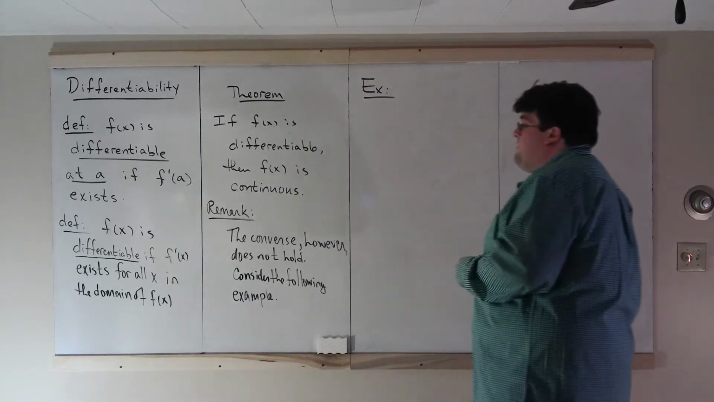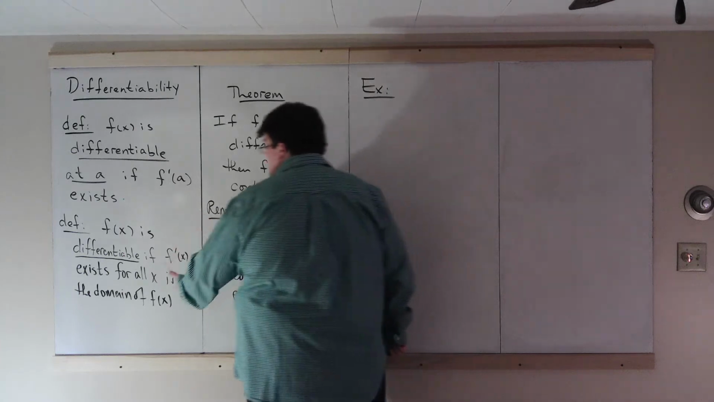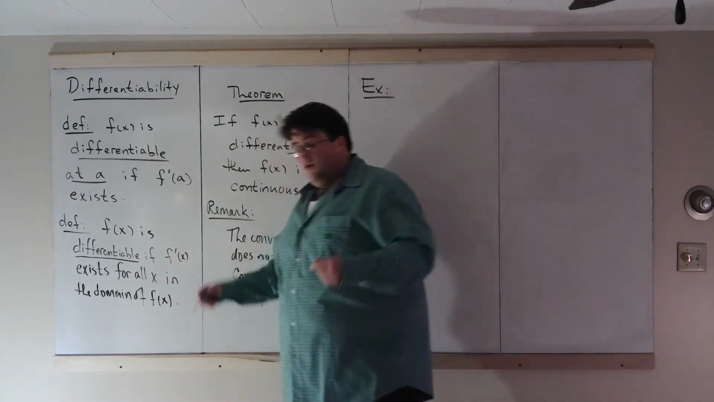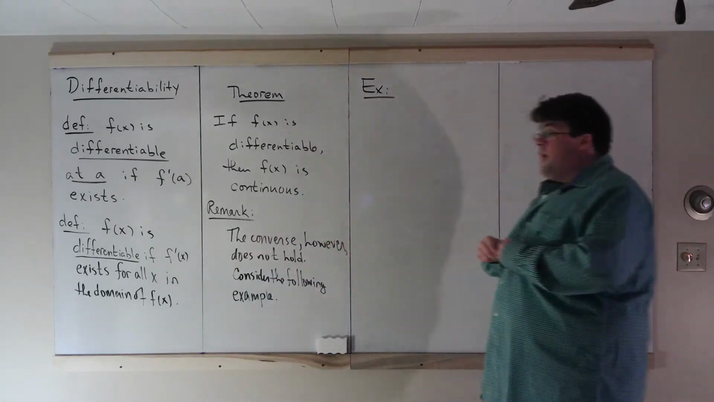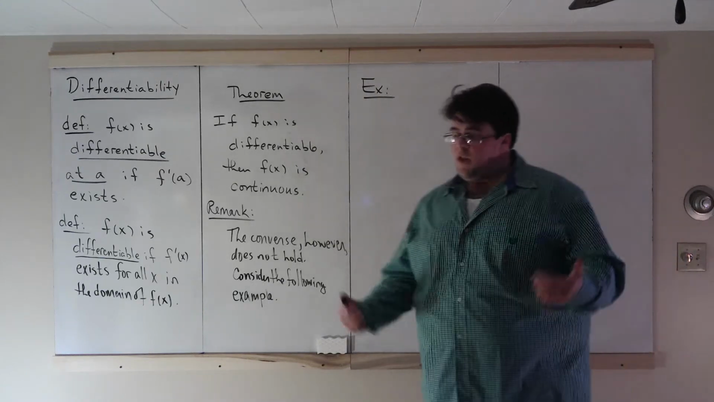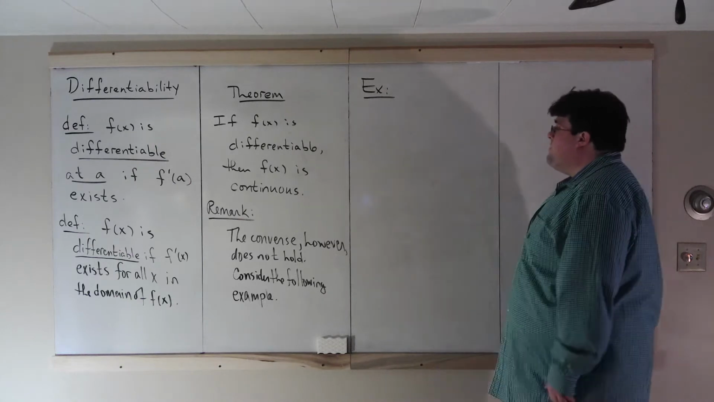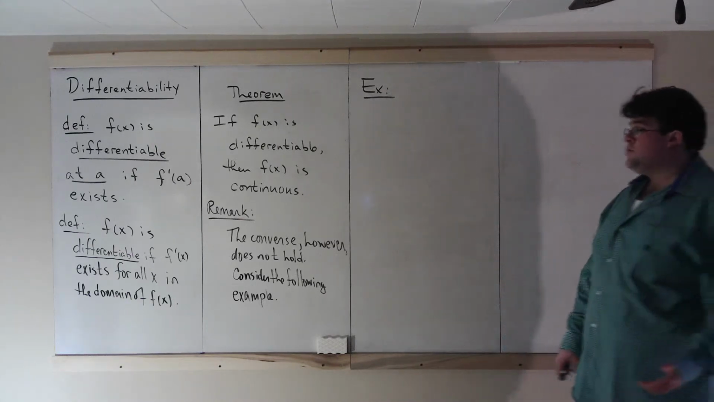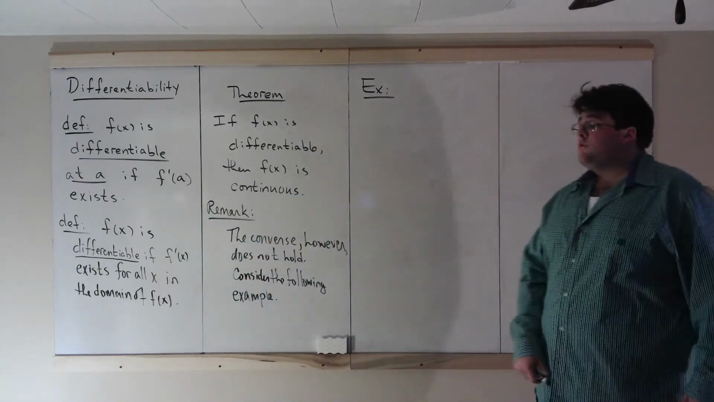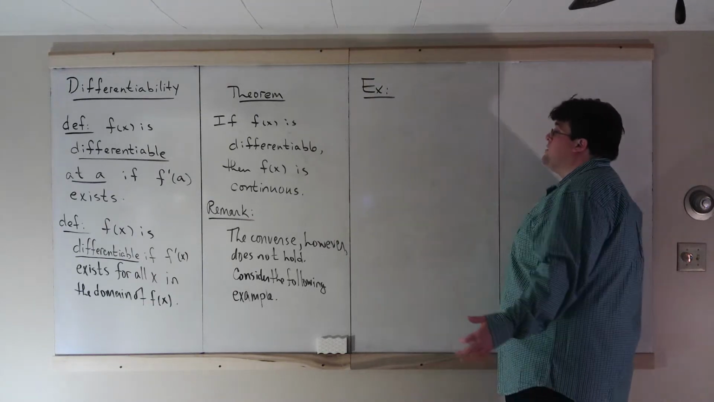The next definition, f is differentiable, so overall it's differentiable, if f prime of x exists for all x in the domain of f of x. We have differentiable at a point, and if it's differentiable everywhere, we say that we have a differentiable function. And there's a nice theorem relating differentiability and continuity. And we have it here. If f of x is differentiable, so meaning if the derivative exists everywhere, then f of x is continuous. So right here, all differentiable functions are continuous, is what that says.